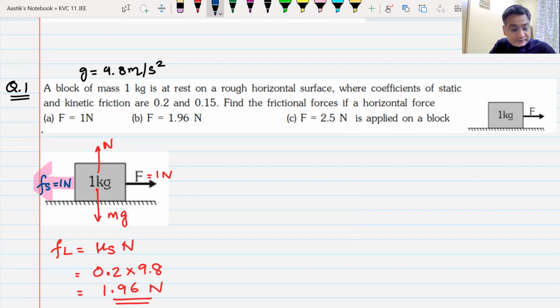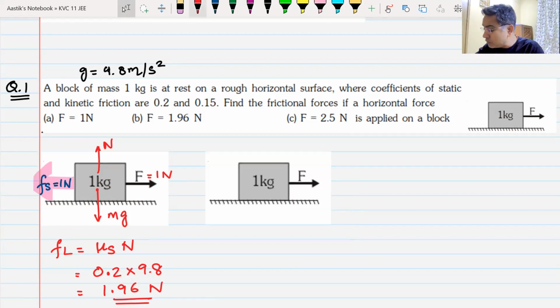Part number 1. Everyone got the answer, I guess, for this part. Now let me move on to the next part where I have made the applied force 1.96 newtons. In this case, what is going to happen? Same case, the value of N is the same and the value of limiting friction is the same. So basically the friction would be reaching its maximum value here.